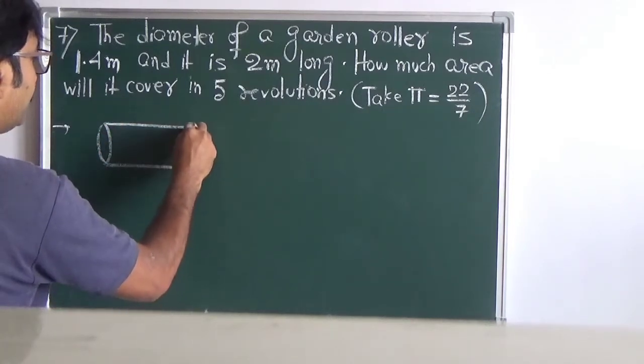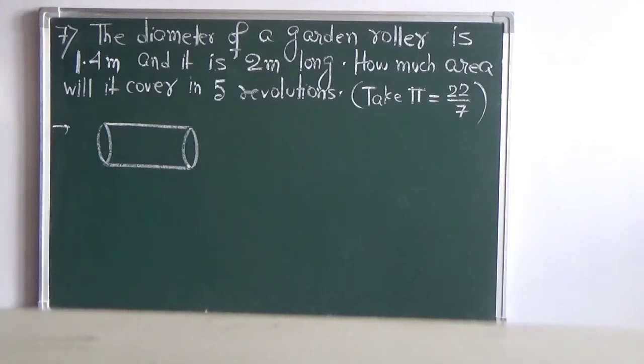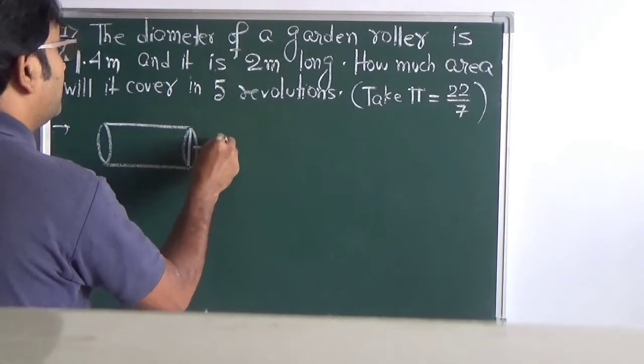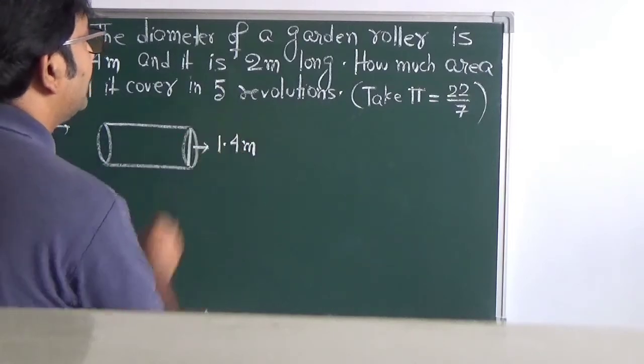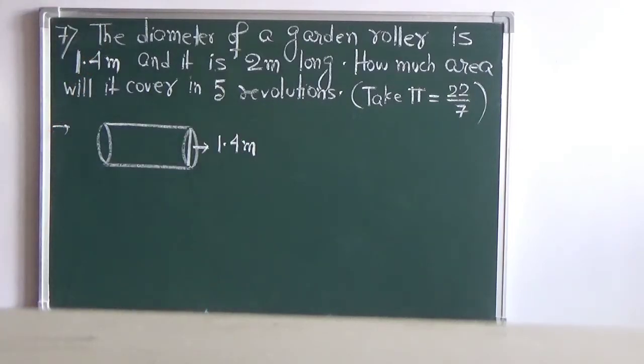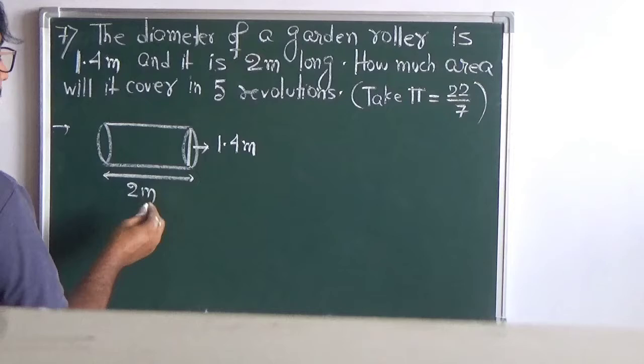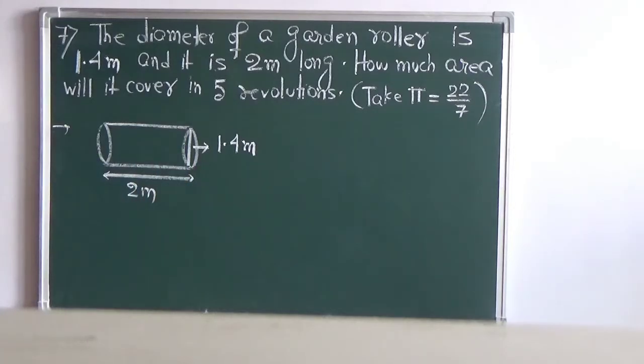This is the garden roller, right? So this is cylindrical in shape. You are given that the diameter of this garden roller is 1.4 meters, and it is 2 meters long. The length of this roller is 2 meters. If you make it vertical, that becomes the height of the cylinder, equal to 2 meters, and the radius will be just half of the diameter, that is 0.7 meter.